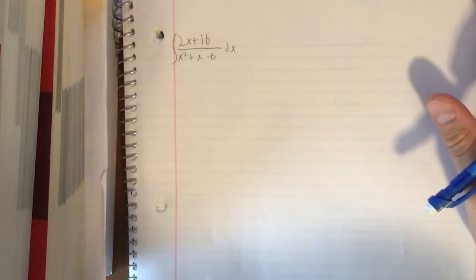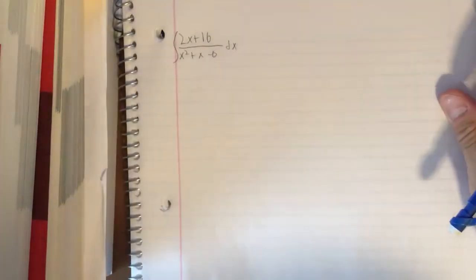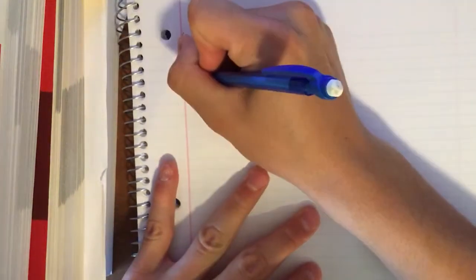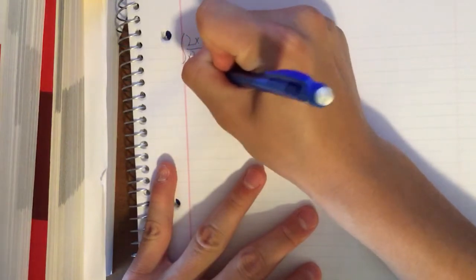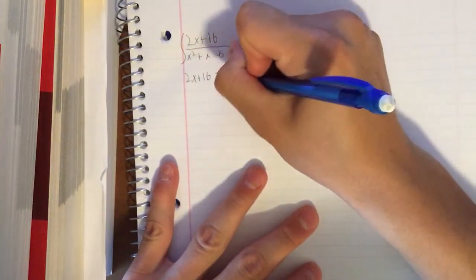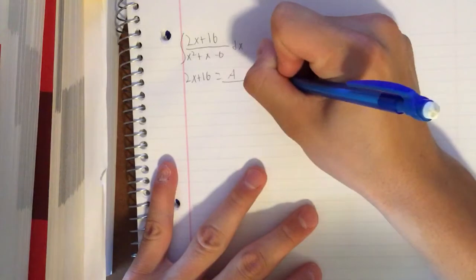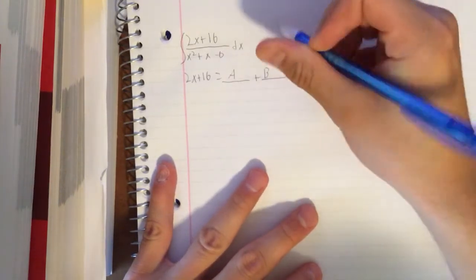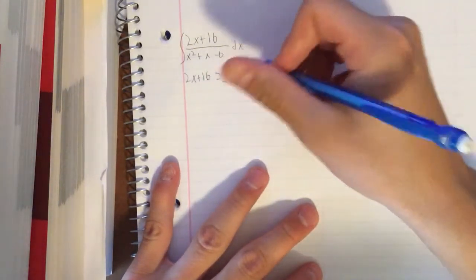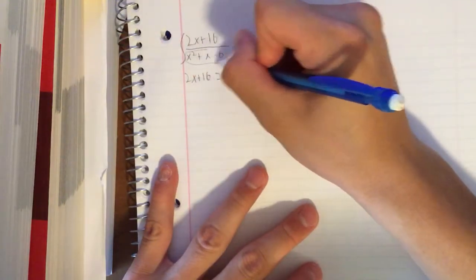In this video, we will be going over partial fractions. So this is our first problem, and the first thing we're going to start off doing is by setting 2x plus 16 equal to a over plus b over. And under these fraction signs, we're going to factor out this part right here.